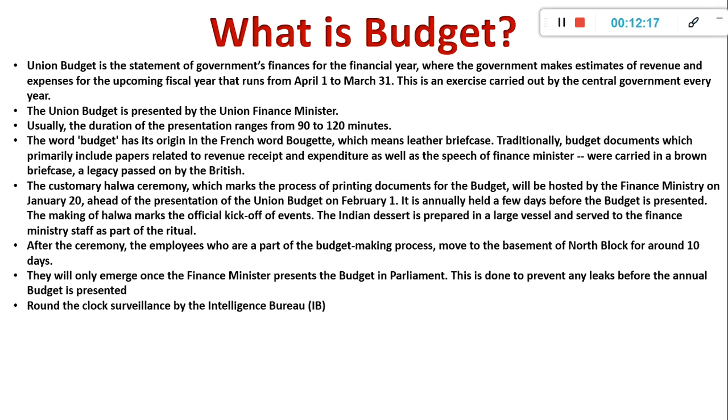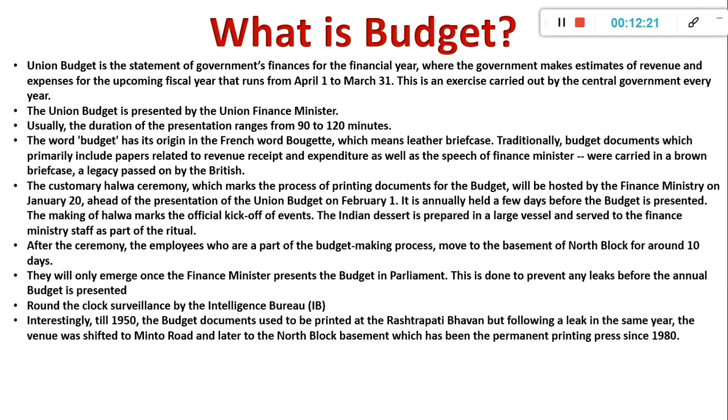Now the Intelligence Bureau has round-the-clock surveillance. It's not a namesake thing; it's taken very seriously. In 1950, the budget documents were printed in some other location, and this North Block basement arrangement started only after that, because some leakage happened.